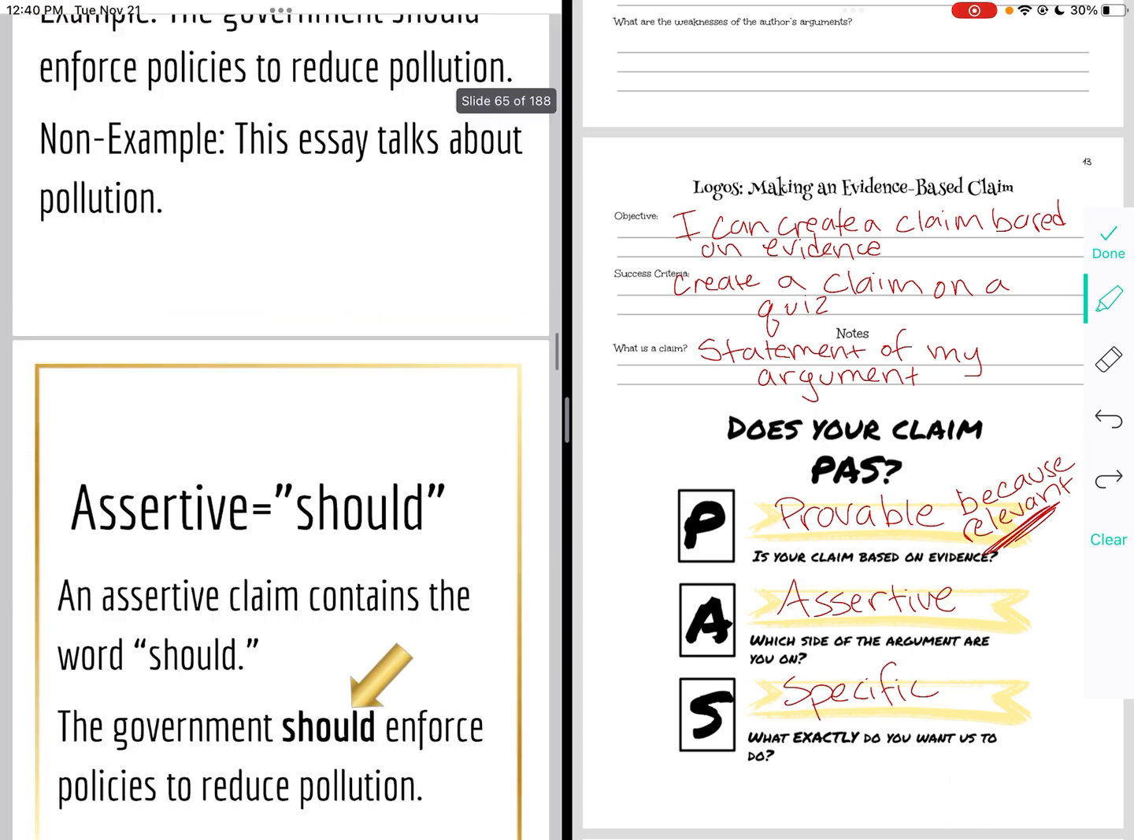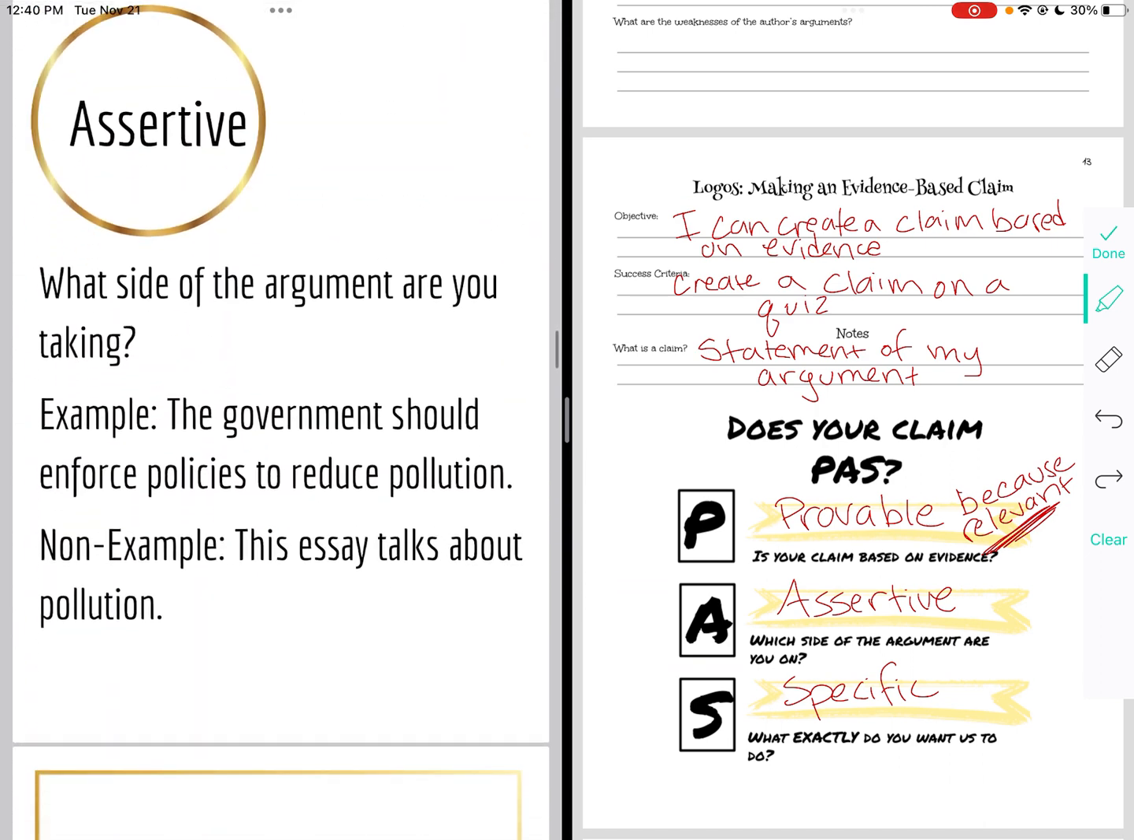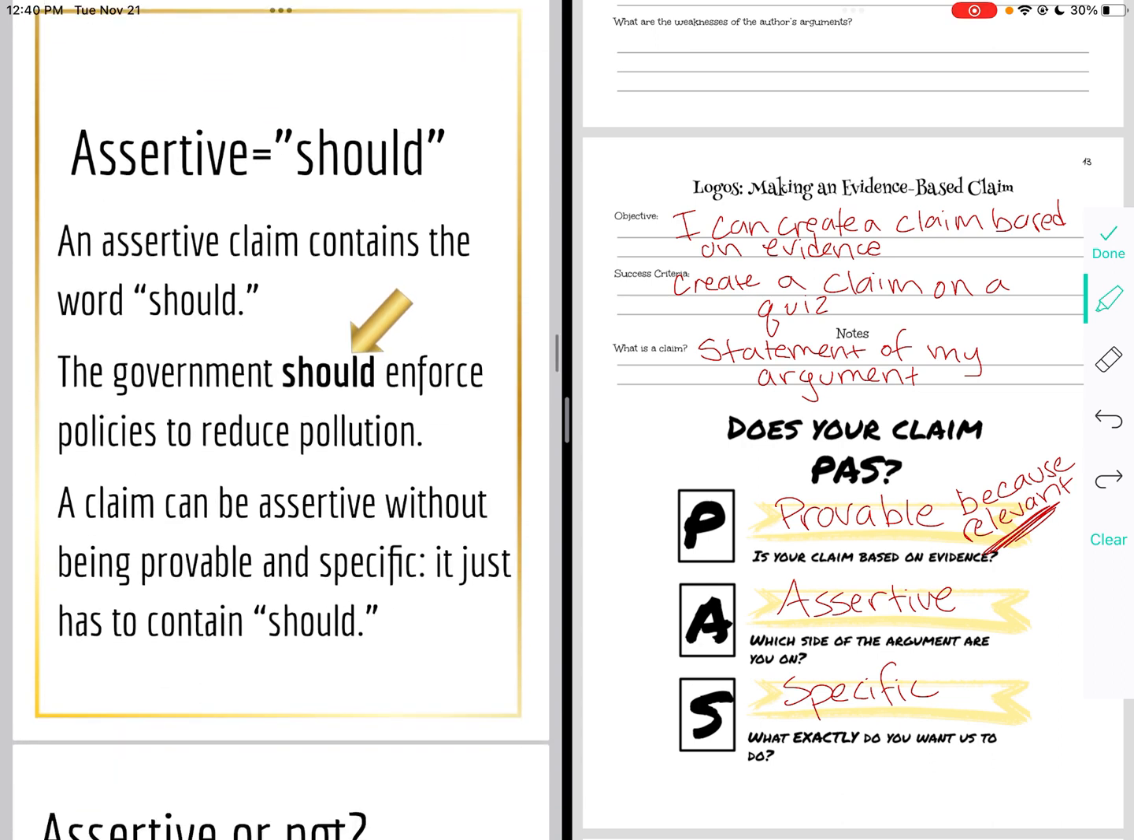All right, we're going to skip some of these, so let's move on to assertive. What side of the argument are you taking? So, the government should enforce policies to reduce pollution. This essay talks about pollution. So here, for example, the government should enforce policies to reduce pollution. Over here on my notes, I'm going to write "should." If I use the word should, I'm definitely taking a side of the argument. It doesn't have to be provable or specific for it to be assertive.